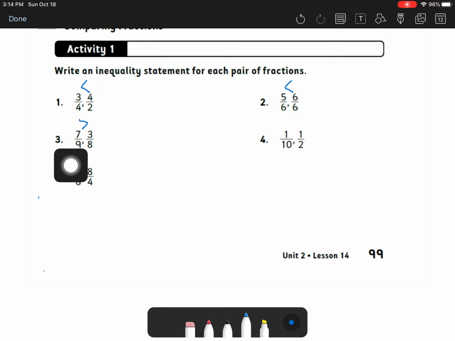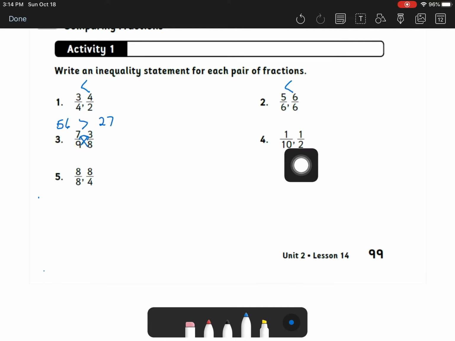Now, another trick that I've shown some of you when it's not as clear: you can multiply diagonally like this. 9 times 3 is 27. 8 times 7 is 56. Then you can say, okay, 56 is greater than 27. That's another trick you can do on any of these fractions, okay?